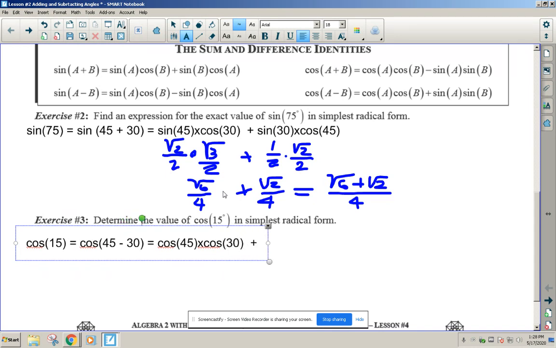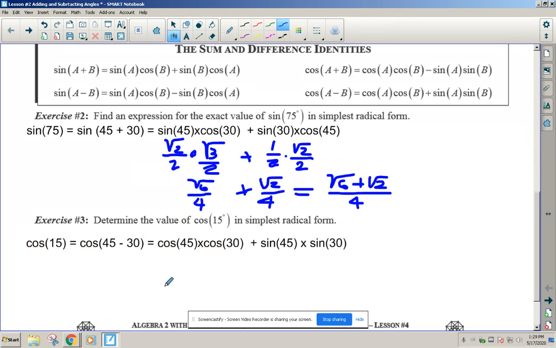And now we're going to add that to the sine of 45 times the sine of 30. We're using the same values. We're using that same chart. So let's do that now. Go back to my pen. It's easier to now write.